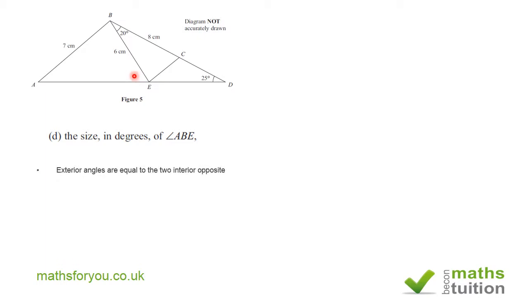Okay, now this angle here is an exterior angle, or one of the exterior angles for triangle BED, this triangle here. So if that's an exterior angle, it means that this angle here will be equal to the two interior angles. In this case will be 20 and 25. So this angle here is 45 degrees there.